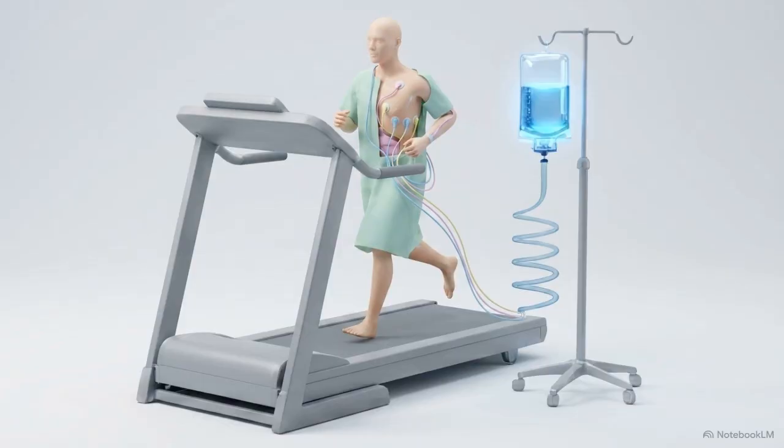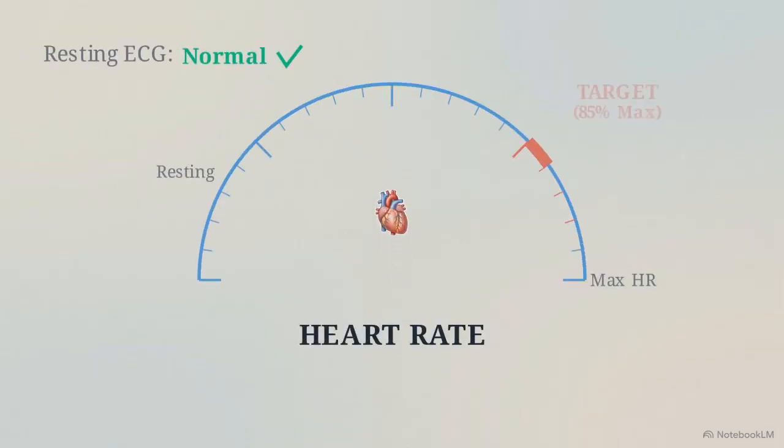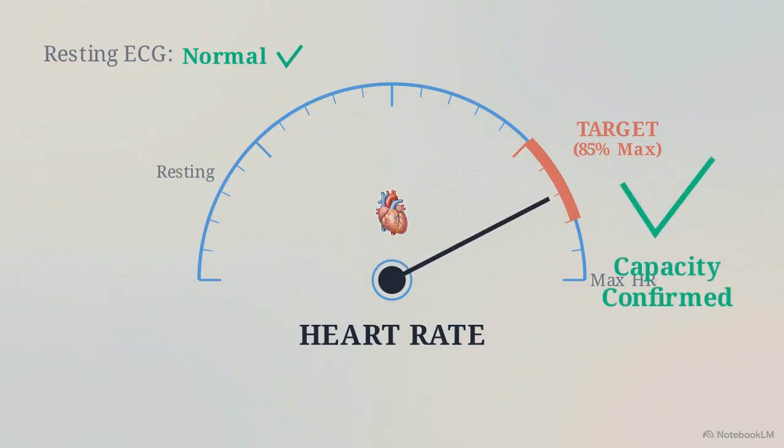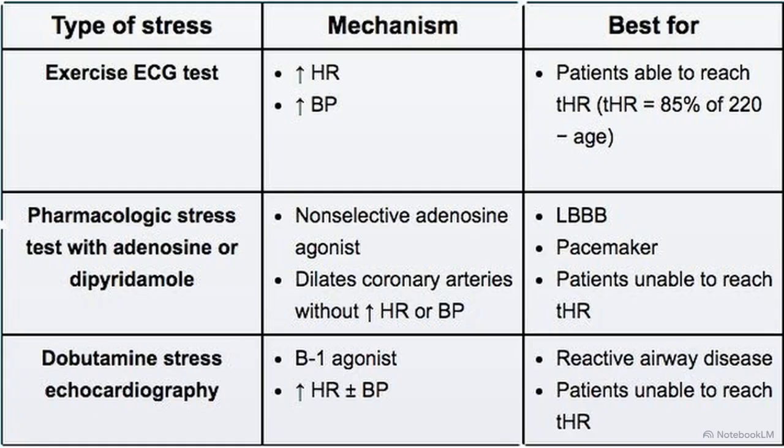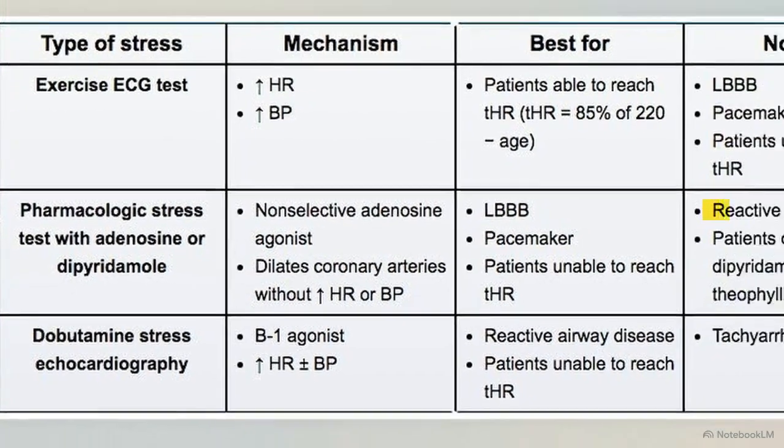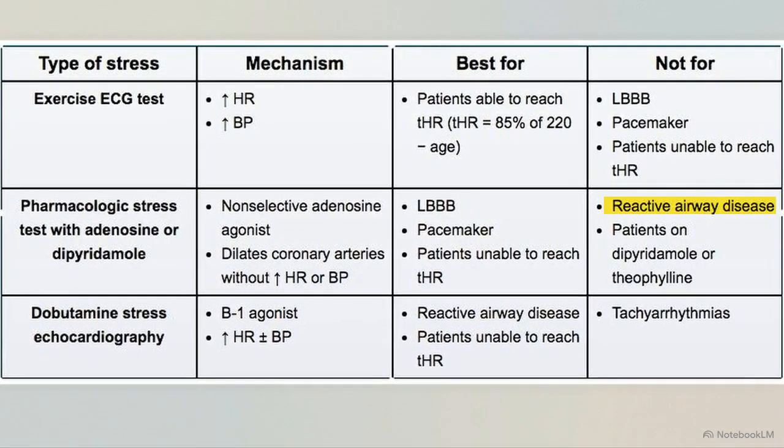Once a stress test is indicated, the baseline default is the exercise ECG. However, this requires a normal resting ECG and the physical capacity to actually reach a target heart rate. This matrix details physiological constraints. If a patient has a left bundle branch block, pacemaker, or cannot exercise, a pharmacologic stress test using adenosine is mandated. However, for patients with reactive airway disease, like asthma, the algorithm specifically mandates dobutamine stress echocardiography.